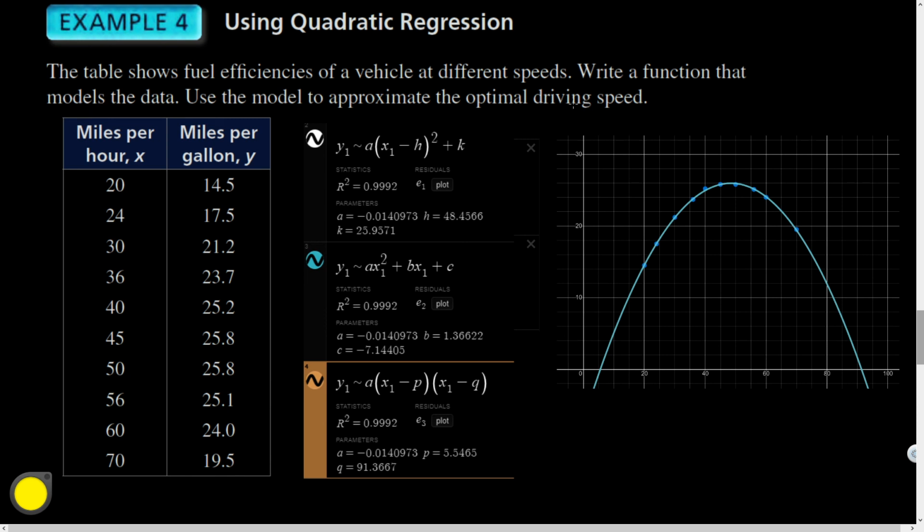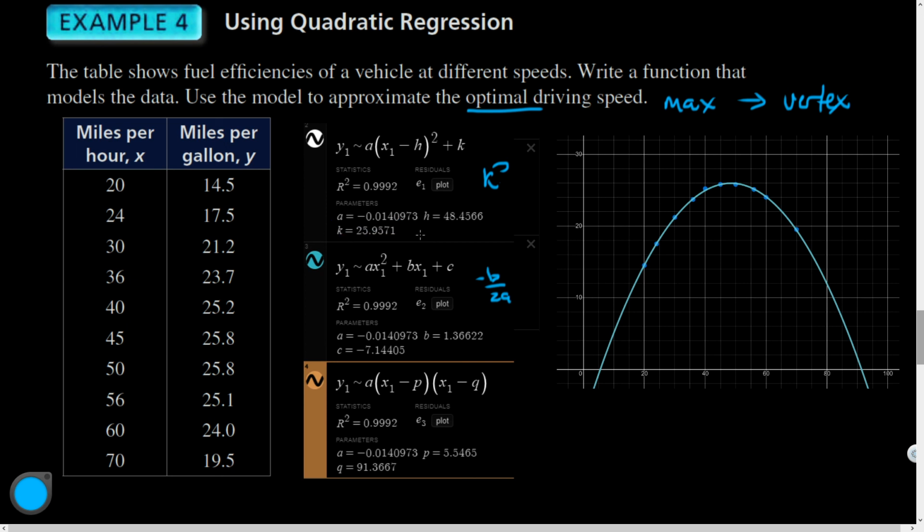And so let's see, what is the optimal driving speed? Optimal sounds a little bit like maximum. Let me see if I can write a better M there. Maximum, which means I'm thinking vertex. And so whichever form I had, here I would have used the negative b over 2a method. Here I just need to figure out what k is.